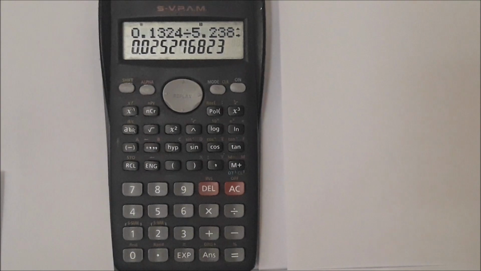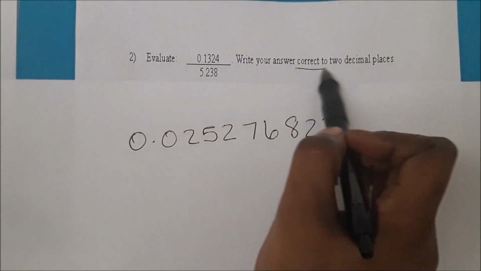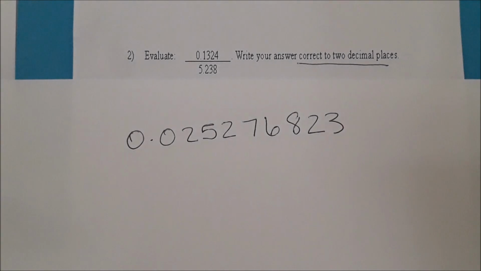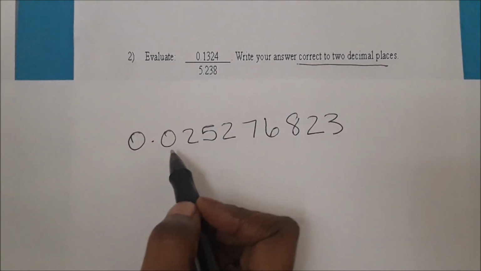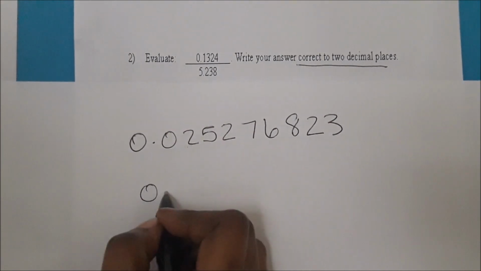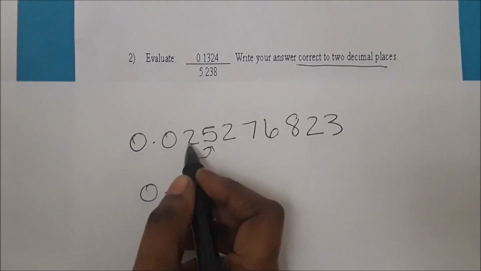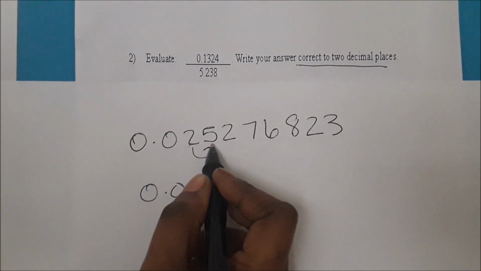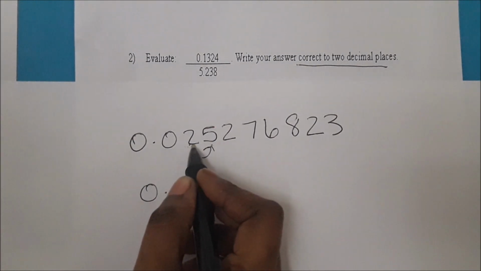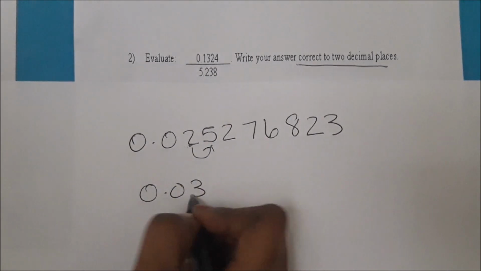0.025276823. Okay, let me bring it over. Okay, go ahead, Precious. Now you have to write your answer correct to 2 decimal places. That's important. If we look at the 2 numbers that are after the decimal, we'll have 0.02. However, the number that comes after the 2 is 5 or greater than 5. We would have to make the 2 go up 1, which will give us 3.